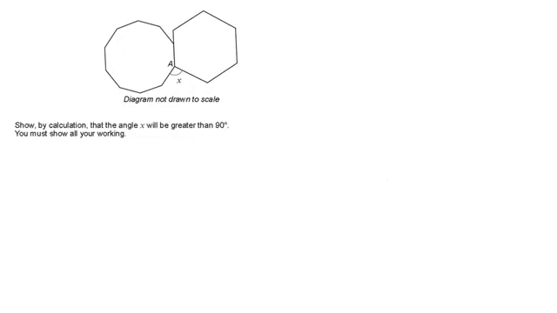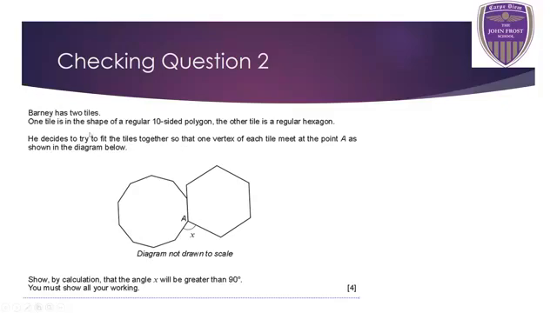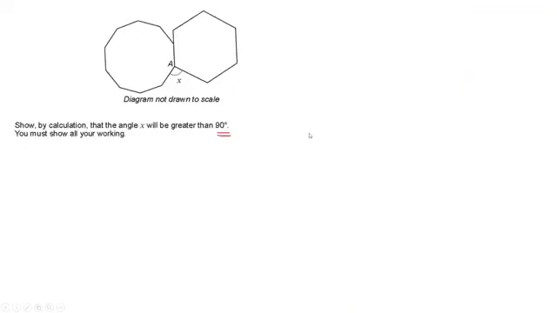Okay, welcome back then. So this says now, show by calculation that the angle X will be greater than 90 degrees. You must show all your working. All right, so what it doesn't show you on this slide, but I did on the last one, is these are 2 regular polygons. So we've got a regular 10-sided polygon and a regular hexagon. That's important. The fact that they're regular means all of the angles are the same size. So this angle here we want to work out first.